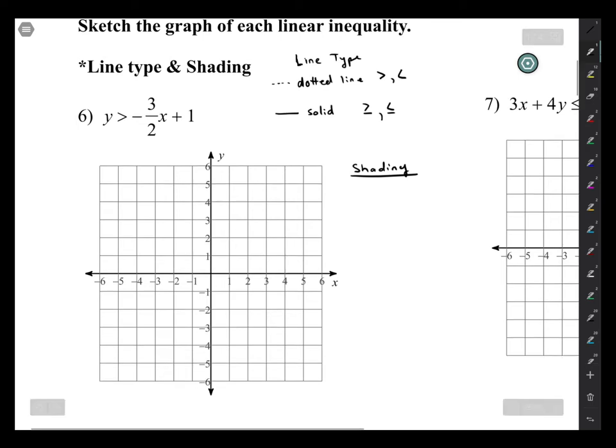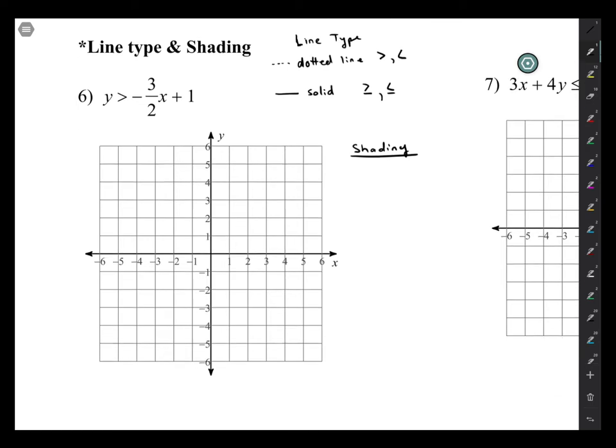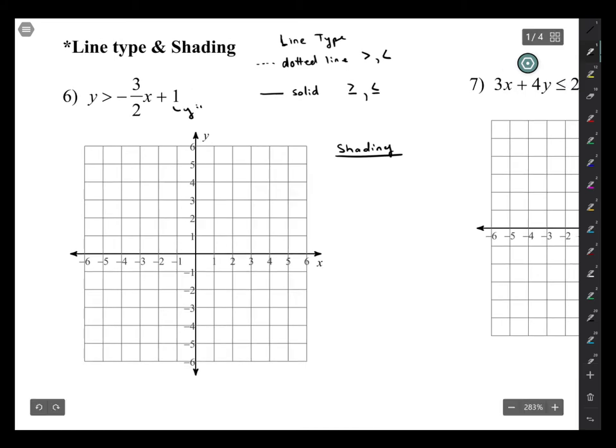Now, other than that, it's really the same thing about graphing that you did in Unit 1. So remember, there's our y-intercept. So at 1, we have a slope of -3/2, so 1, 2, 3, 1, 2, or up 1, 2, 3, 1, 2. And first thing we need to decide is line type. Well, we have strictly less than, so it's going to be a dotted line. So I'm going to connect these points best I can with a dotted line. Not the prettiest, but you get the idea.